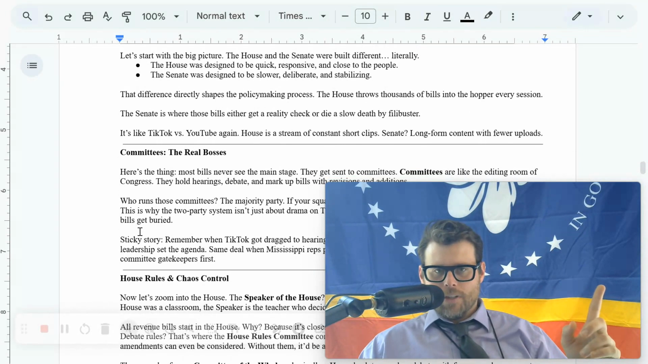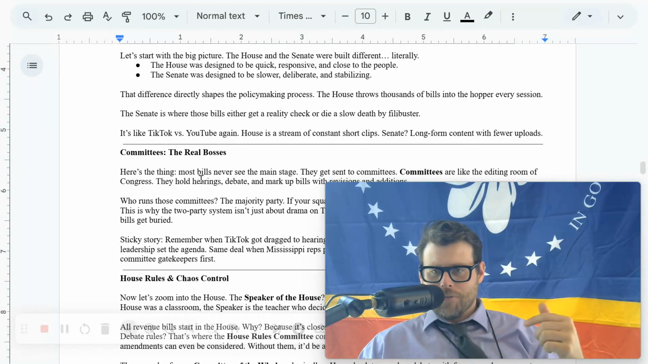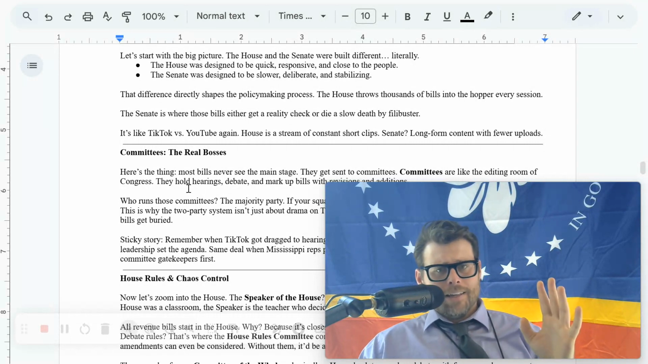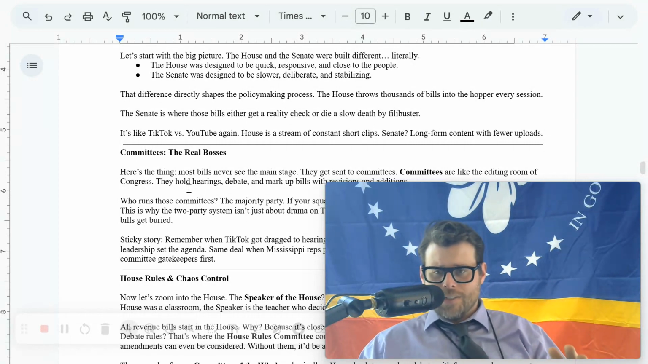The Senate is where the bills either get a reality check or die a slow death by yapping, by filibustering, by the one yapper to rule them all. Lord of the Rings reference. It's like TikTok versus YouTube again. The House is a stream of constant short clips. The Senate, long-form content with fewer uploads.